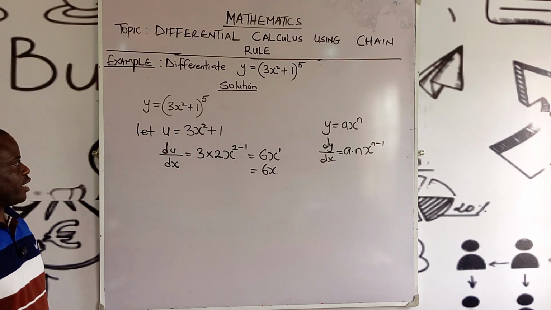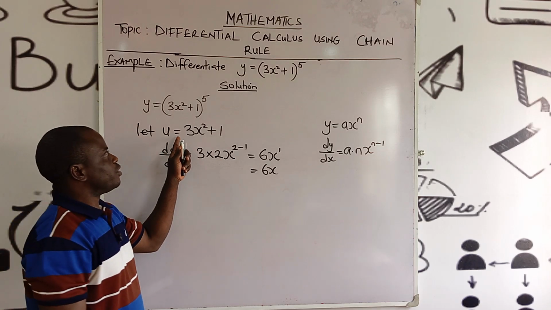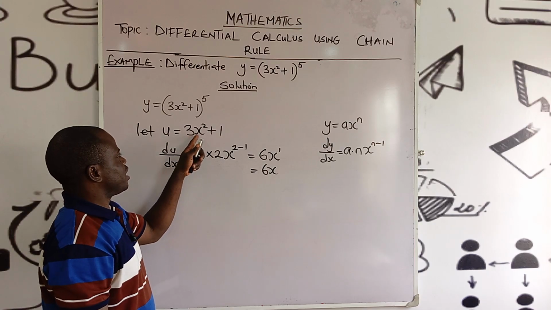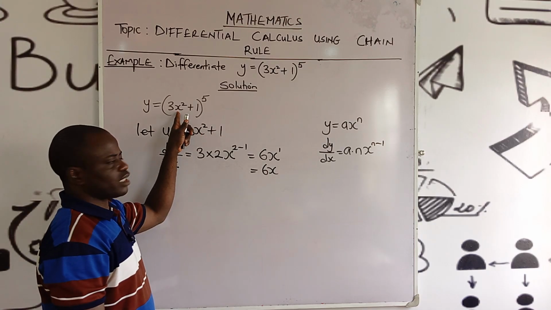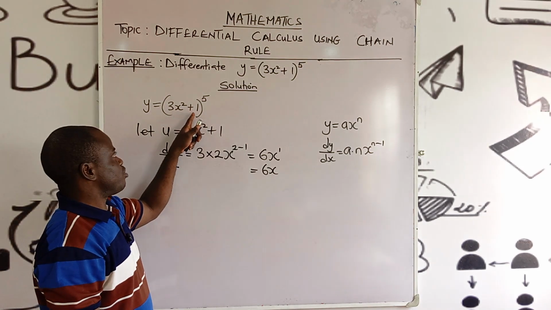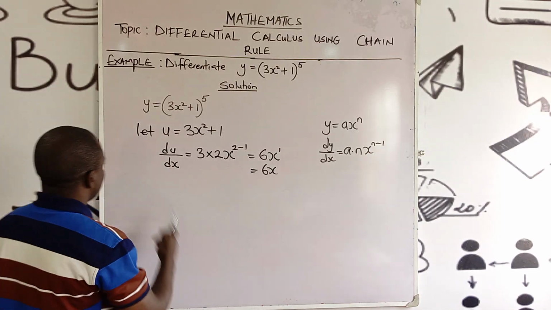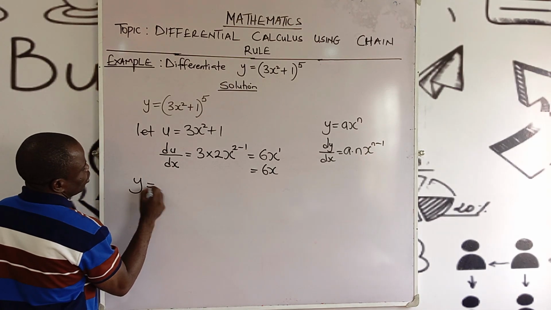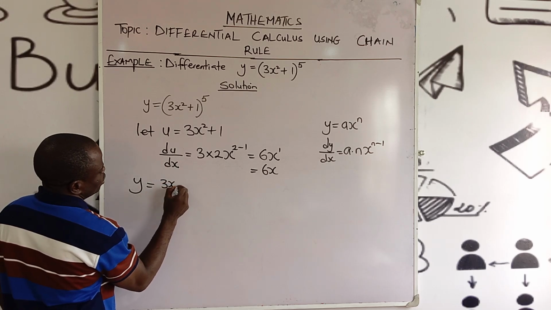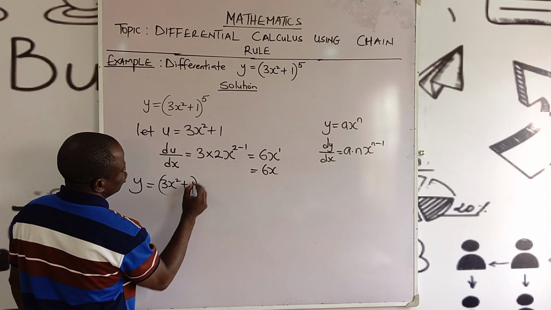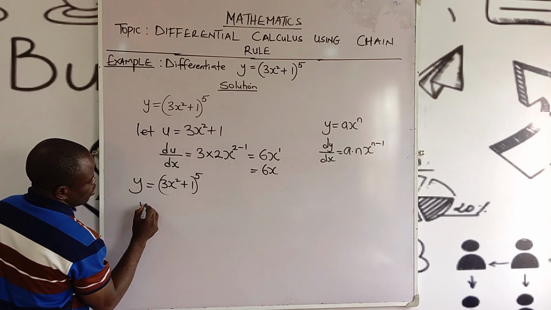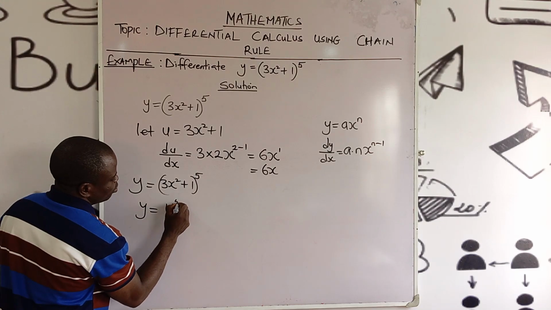That's du over dx. You now go back and replace what you represented with 3x squared plus 1 back in the question given. Since y equals (3x squared plus 1) raised to power 5, you now replace it with u. Now say y equals u raised to power 5.